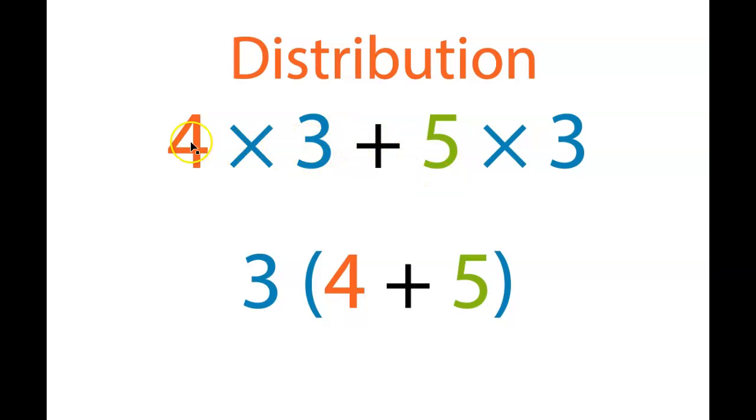So why does this work? You can double check it. 4 times 3, 12. 5 times 3, 15. 12 plus 15, 27. 4 plus 5, right? So we would do the parentheses first, order of operations. 4 plus 5 is 9 times 3, also 27. So either way, it's going to work out to be the same thing.